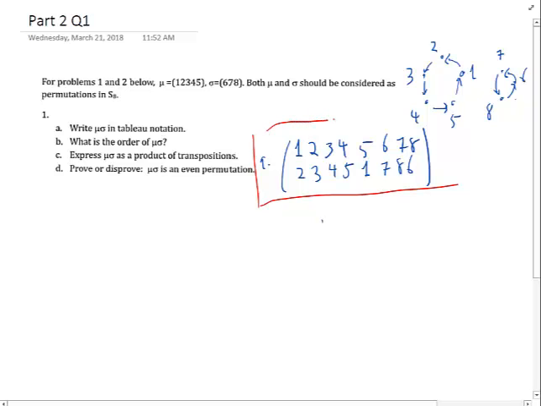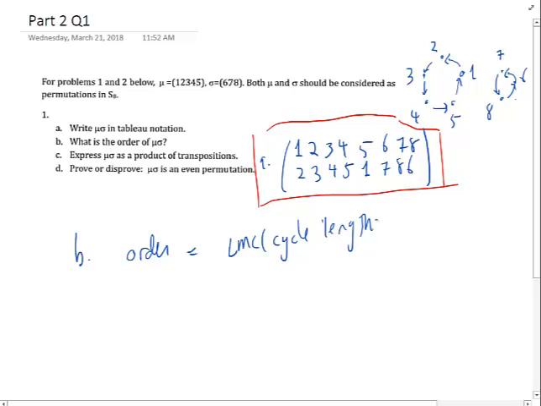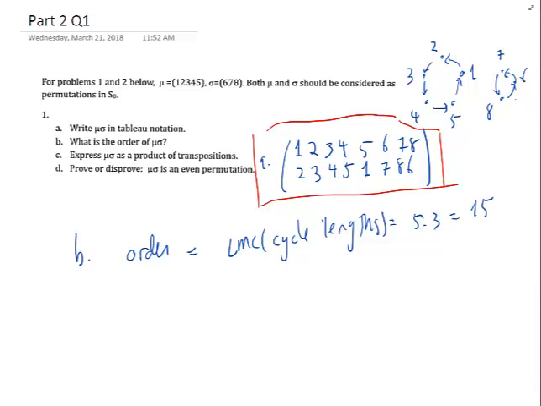Now, for most of this, you actually use the cycle notation because it's more insightful. So, for instance, for part B, the order is equal to the LCM of the cycle lengths. The cycle lengths are 5 and 3. There's no GCD, so it's just equal to 15. So that's the answer for part B.